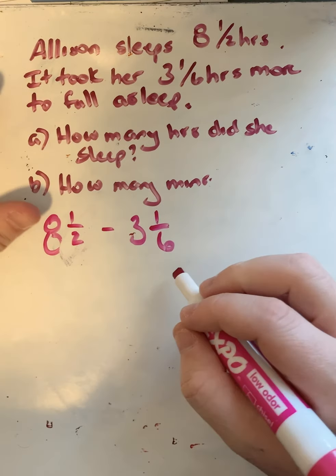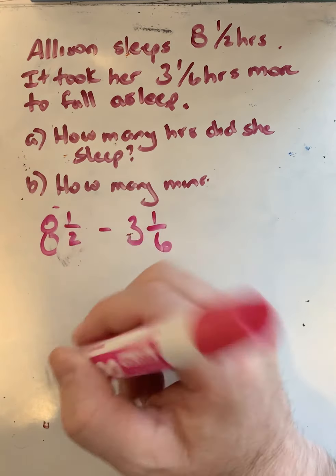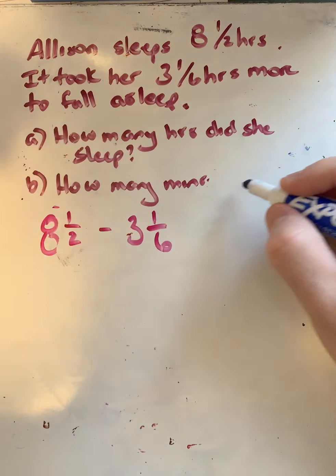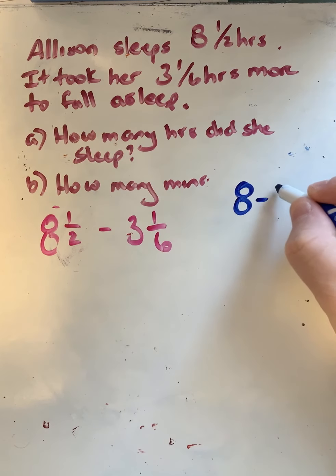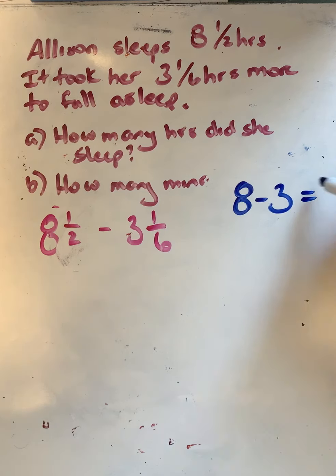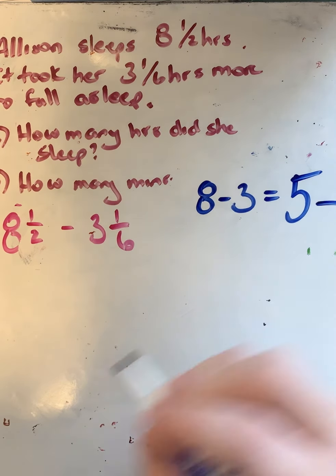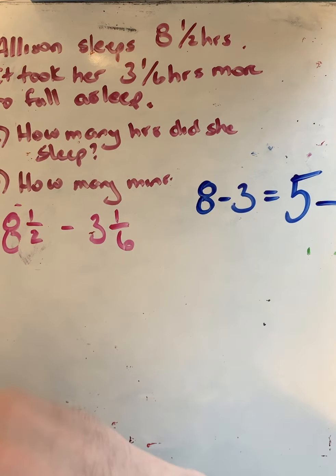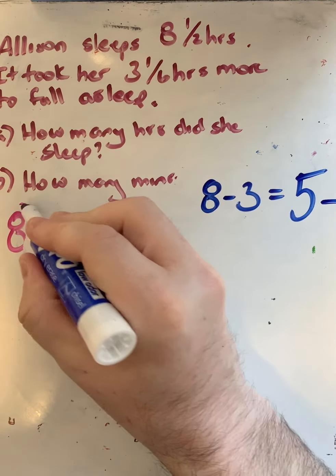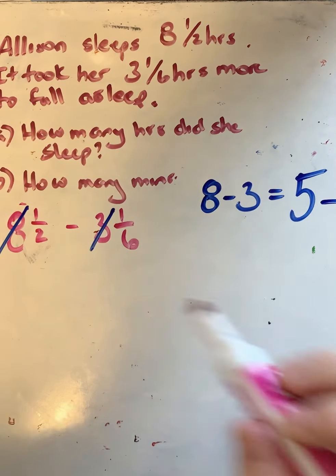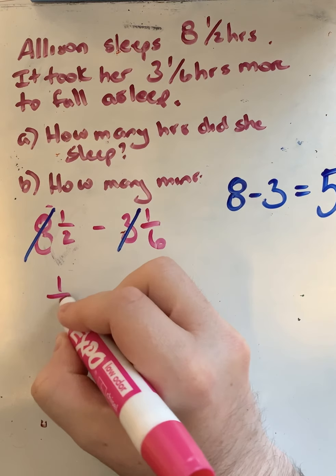We're going to use the technique that I've used earlier. We're going to just take out the whole numbers. So we're going to do 8 minus 3, and that gives us 5, as we know. I'm going to leave that 5 over there. Now that I've eliminated those from our equation, let's just do the fractions by themselves.